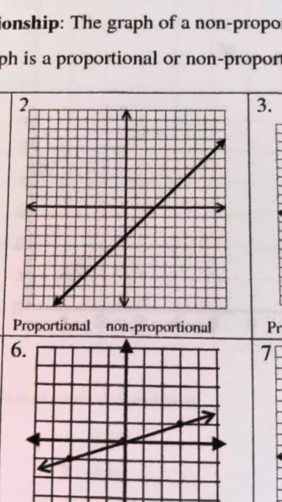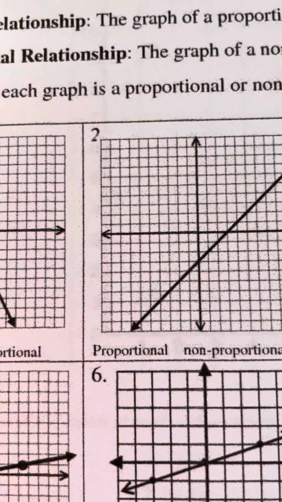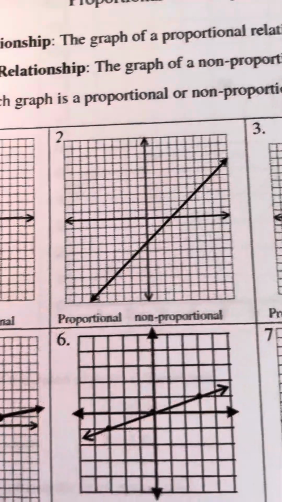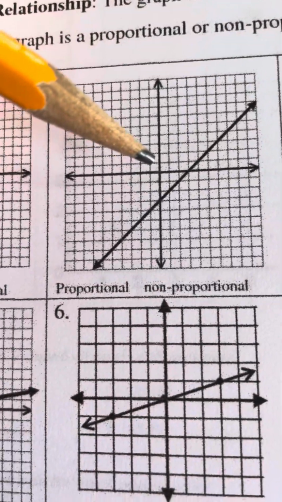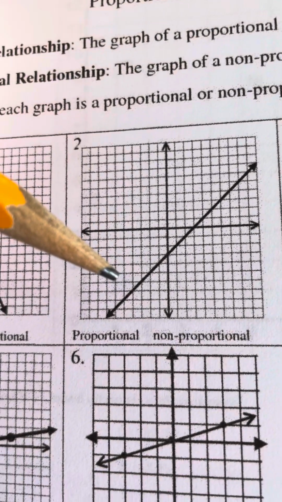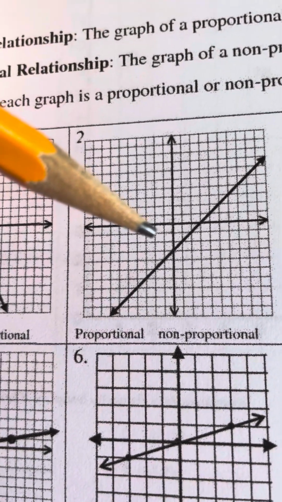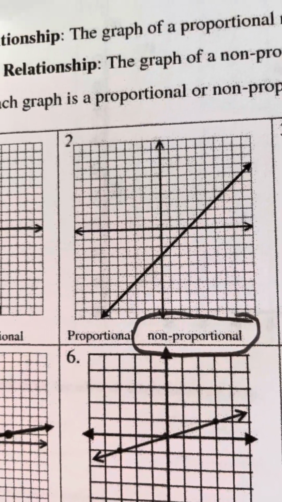Okay, number two asks us whether it's proportional or non-proportional. Now, we know that the line's off of the origin. So yeah, it doesn't go in a straight line. It doesn't go through 0, 0, and it doesn't pass through the origin. So for number two, we're going to put non-proportional.